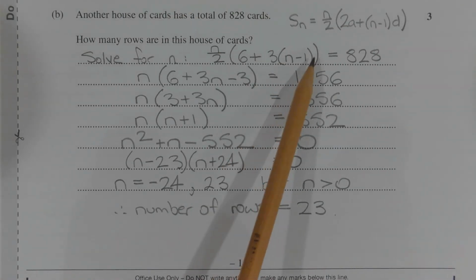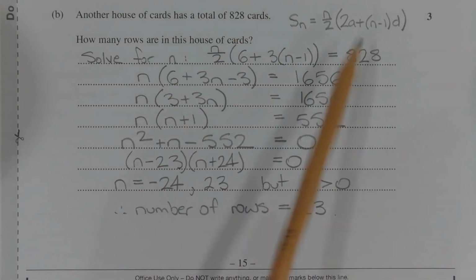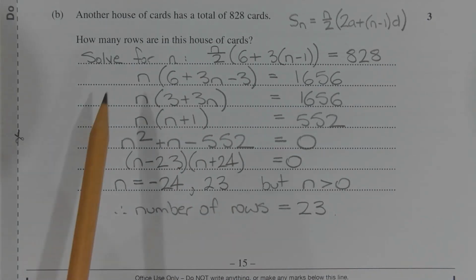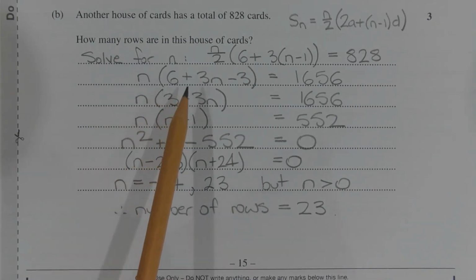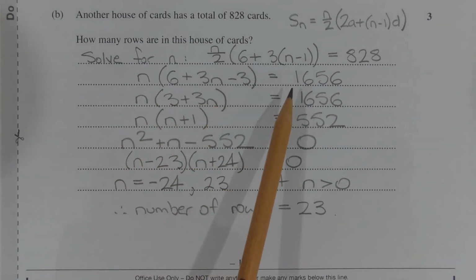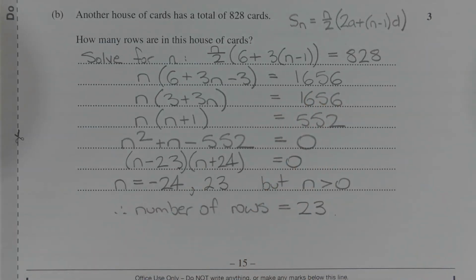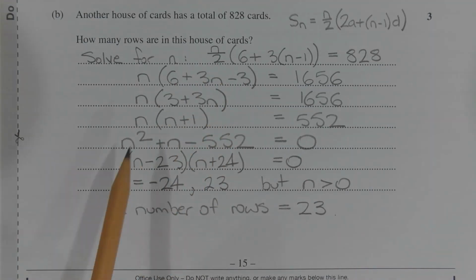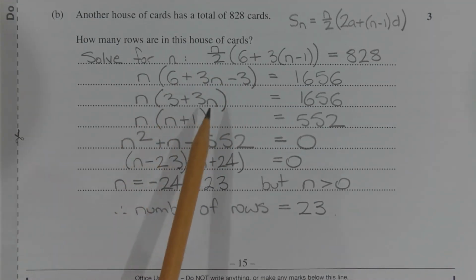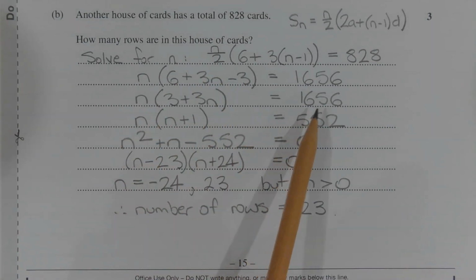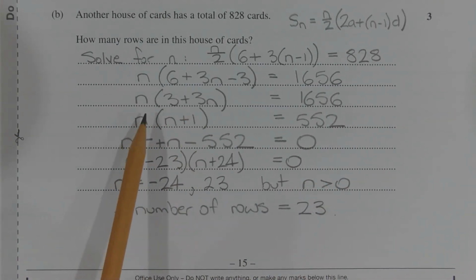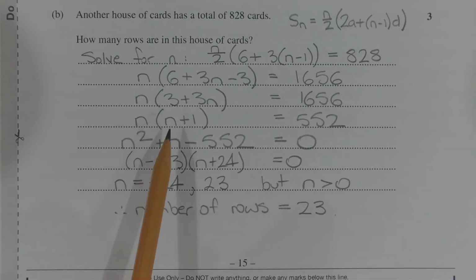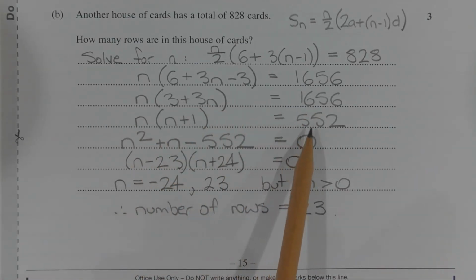Expanding the brackets here and multiplying both sides of the equation by 2, we get n times 6 plus 3n minus 3 is equal to 1656. Combining like terms in the brackets here, we get n times 3 plus 3n is equal to 1656. Factorising out 3 and then dividing both sides of the equation by 3, we get n times n plus 1 is equal to 552.